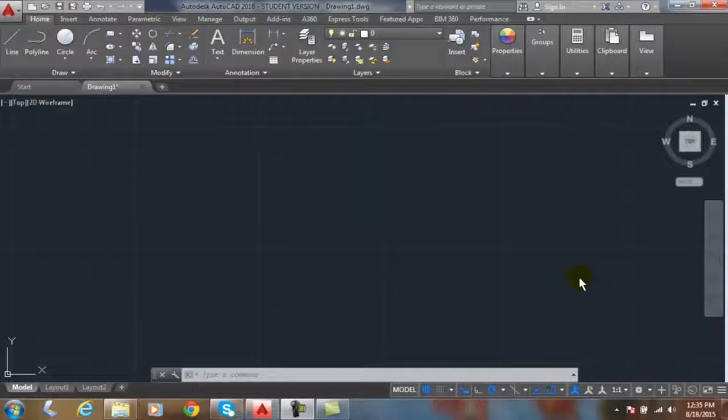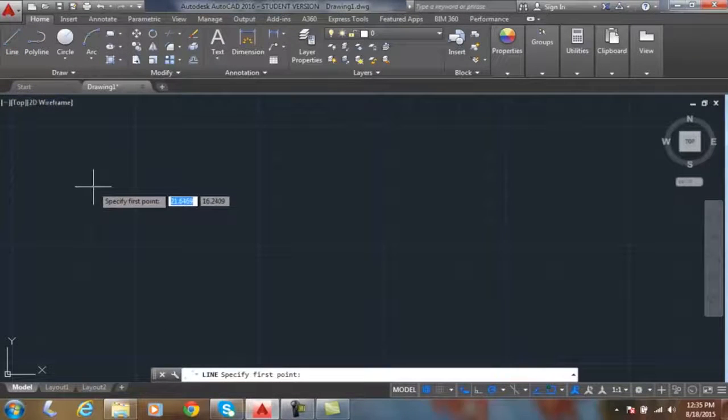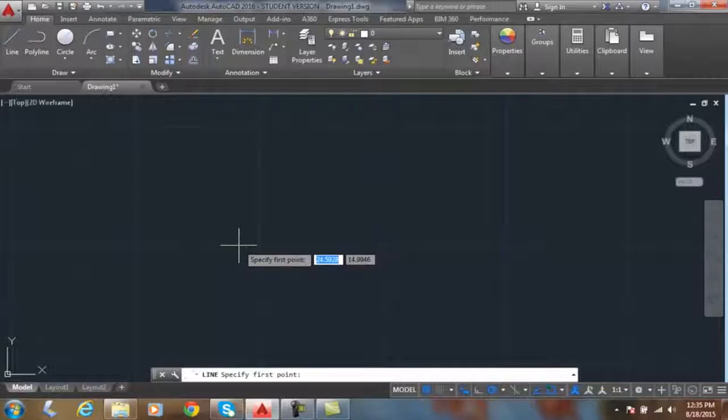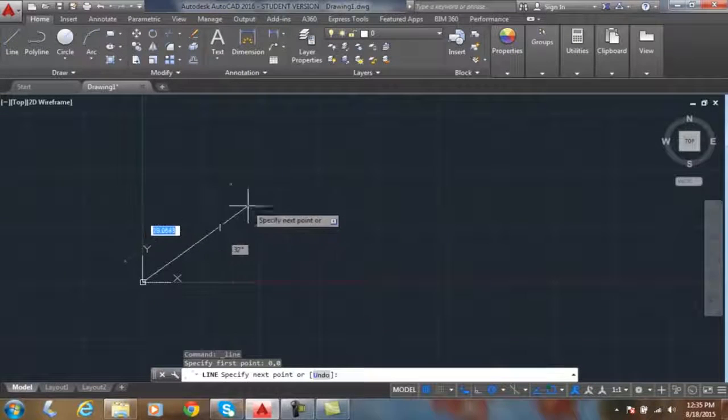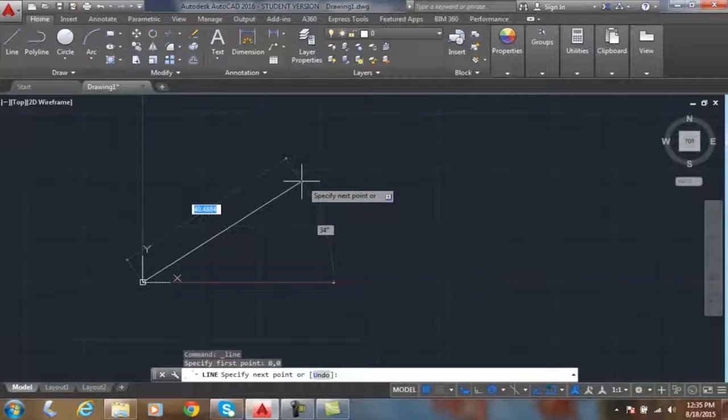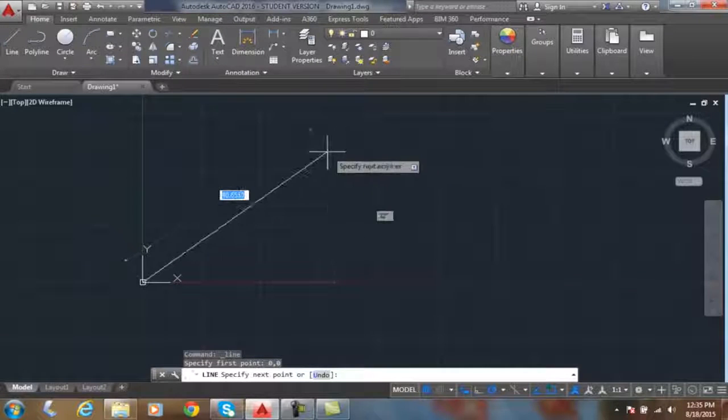Let's draw a line and see. It asks for a specified first point. If you want to start from the origin, you type in 0,0 and then hit enter. And now you can see that my line is coming from the origin. I will roll the scroll wheel, there you can see it. So I got one end of my line at 0,0.